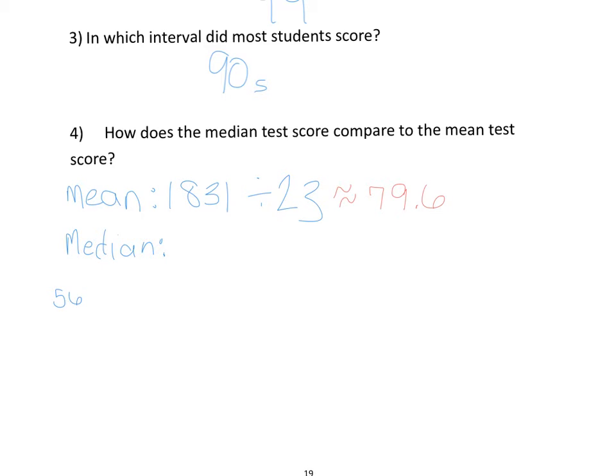So writing the numbers in numerical order is pretty easy to do right now, given that on the stem and leaf plot, we had to put them in order.